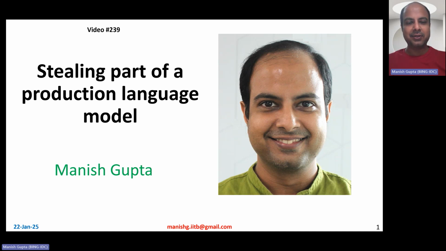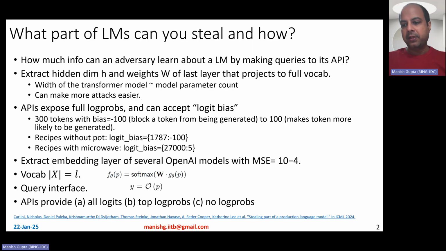I never thought I would talk about stealing, but here is an interesting work on how people can actually steal a part of a production language model, where the only thing available is an API to access the model. Let's start by discussing what part of a language model you can steal and how. The main question is how much information an adversary can learn about a language model by making queries to its API.